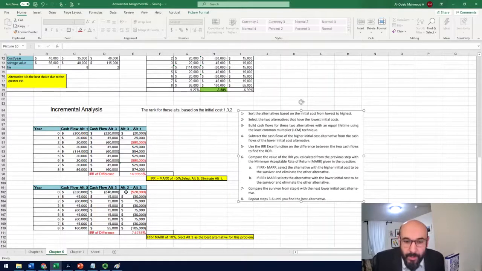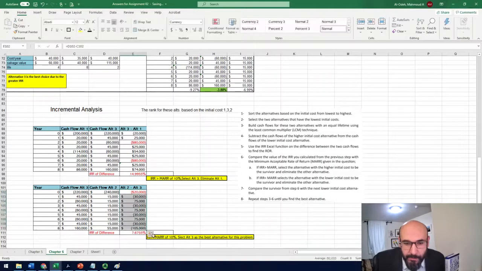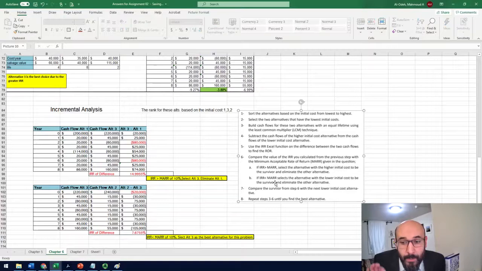We subtracted 3 from 2, and this will result in a new cash flow here. Now we do the IRR for these values, and this would give us an IRR value of 7.65. What does that mean? We compare it with the minimum acceptable rate of return. This is less than 10%. Therefore, we should look in here, step number 6. If the IRR is less than the MARR, we need to select the alternative with the lower initial cost. Which one is the lower initial cost? Alternative 3 is the winner for this whole problem. So alternative 3 should be selected.